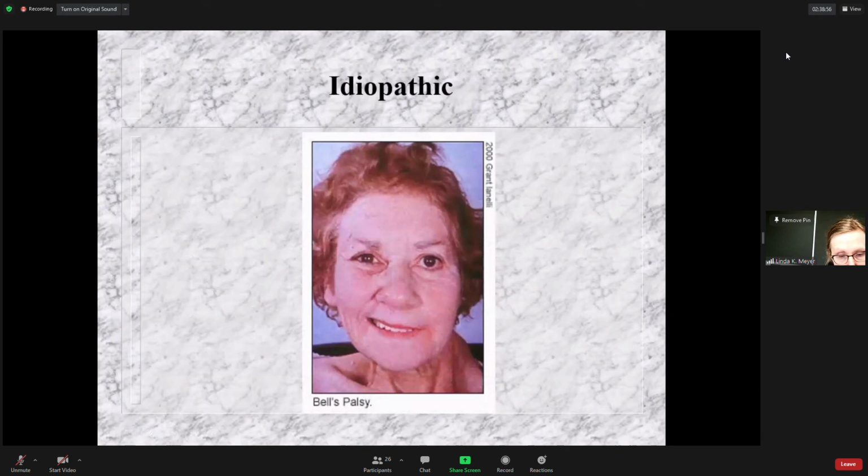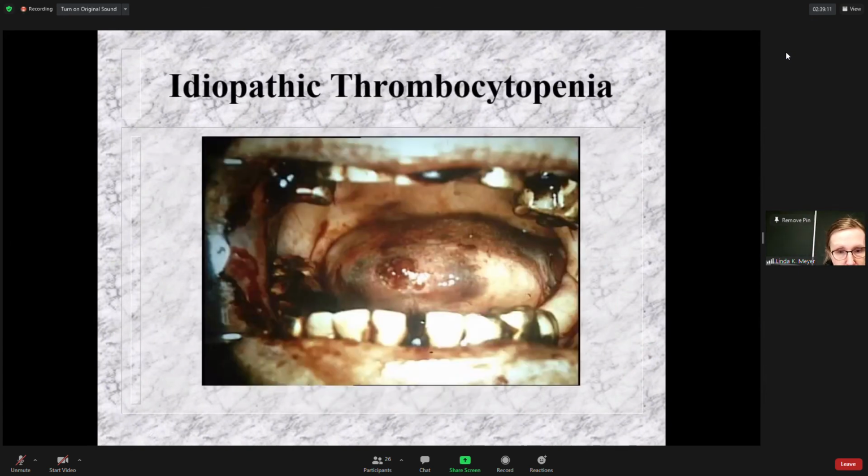Here's the case of the Bell's palsy when there was not a known cause for it. The paralysis of the muscles of facial expression is related to the motor root of the facial nerve, as I mentioned. There is a disease called ITP where a patient gets a deficiency in his or her platelets and they're prone to bleeding. This can be minor or very severe.